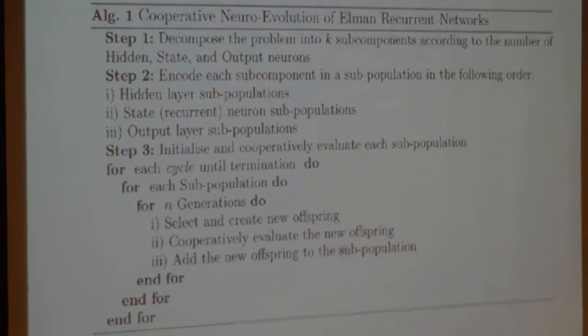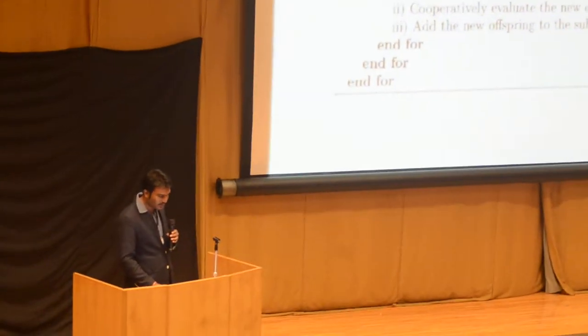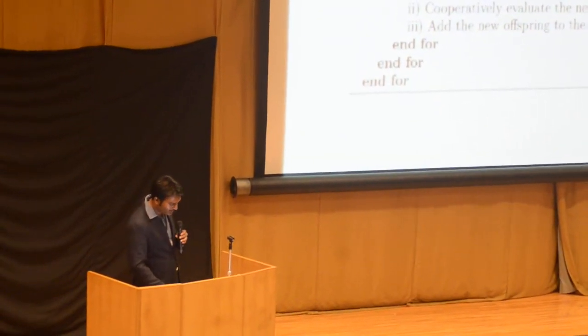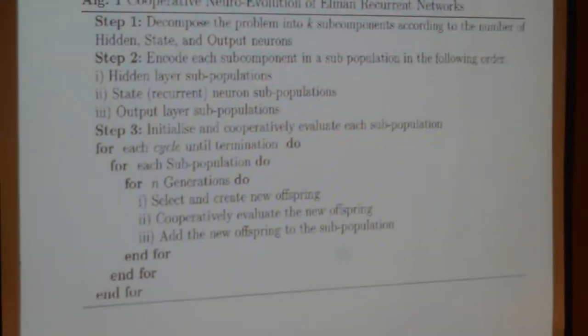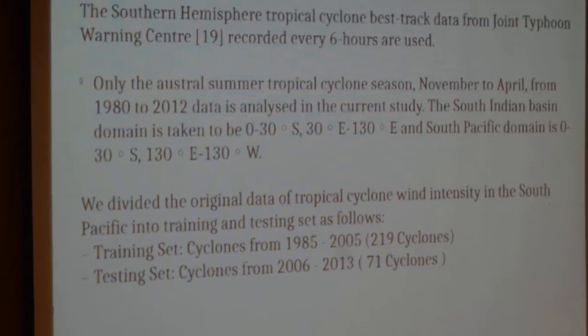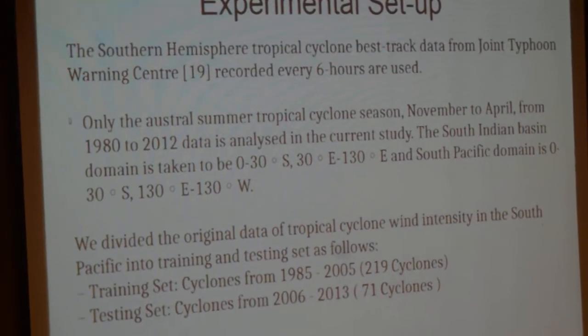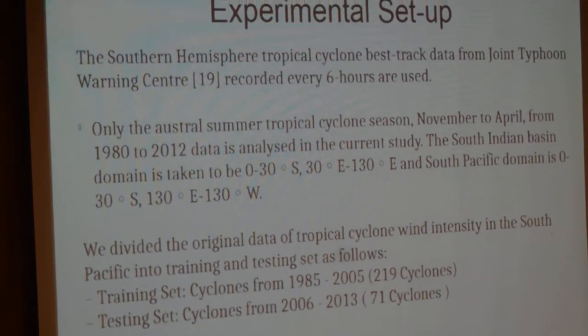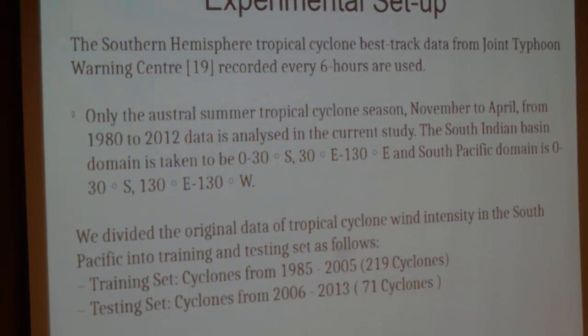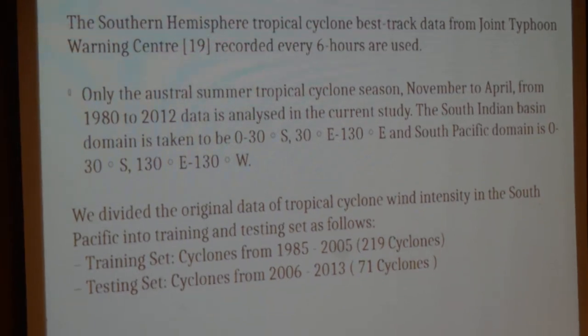There can be any algorithm used for training the neural network, but we used the one that was developed by a group, as it performed fairly well in comparison to previous algorithms. So basically the experimental setup: for the South Pacific, we have 219 cyclones in the training set. We divide the cyclones into a training set and a test set, with 71 cyclones in the test set.